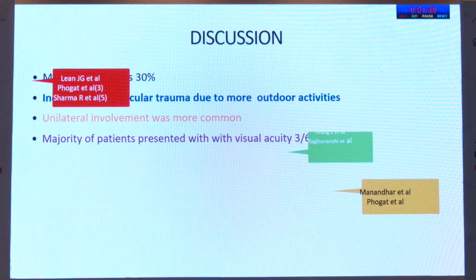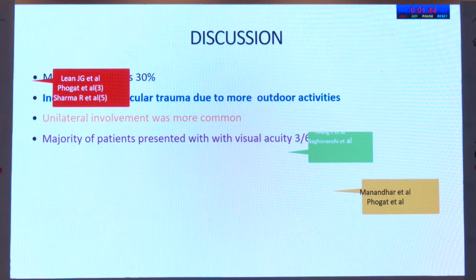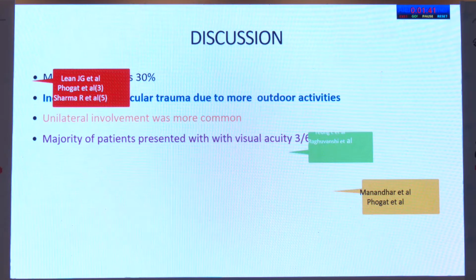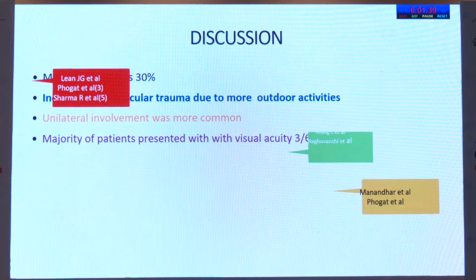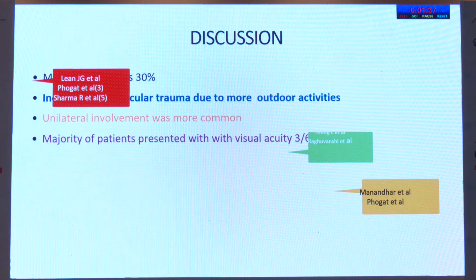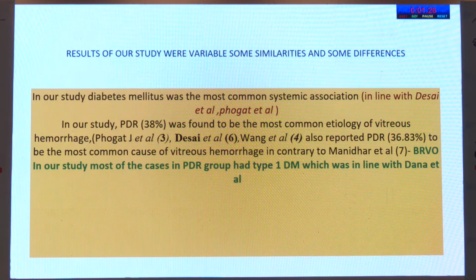This may be due to the more outdoor activities by the male patients. Unilateral involvement was more in Spring et al. and Raghuvanshi et al., in line with these studies. The majority of patients presented with visual acuity less than 3/60, and these studies were in line with Maninder et al. and Fogart et al. The results of our study were variable, with some similarities and some differences.